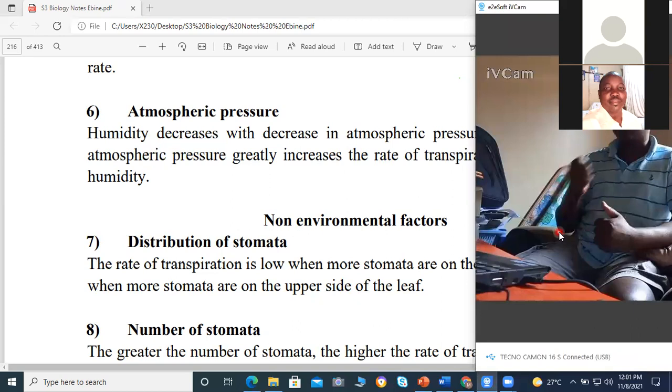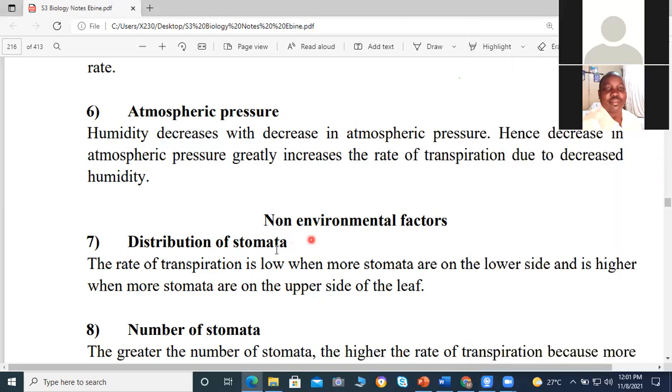So we have that atmospheric pressure. We look at non-environmental factors. One is distribution of the stomata, where I have told you that when they are on the upper surface where there is direct sunlight and then there is more heat, then definitely the rate of transpiration is higher. By the way, these factors are very important when you are determining how plants have adapted to high light intensity. One of them is that they have most of their stomata on the lower surface, such that less water escapes.